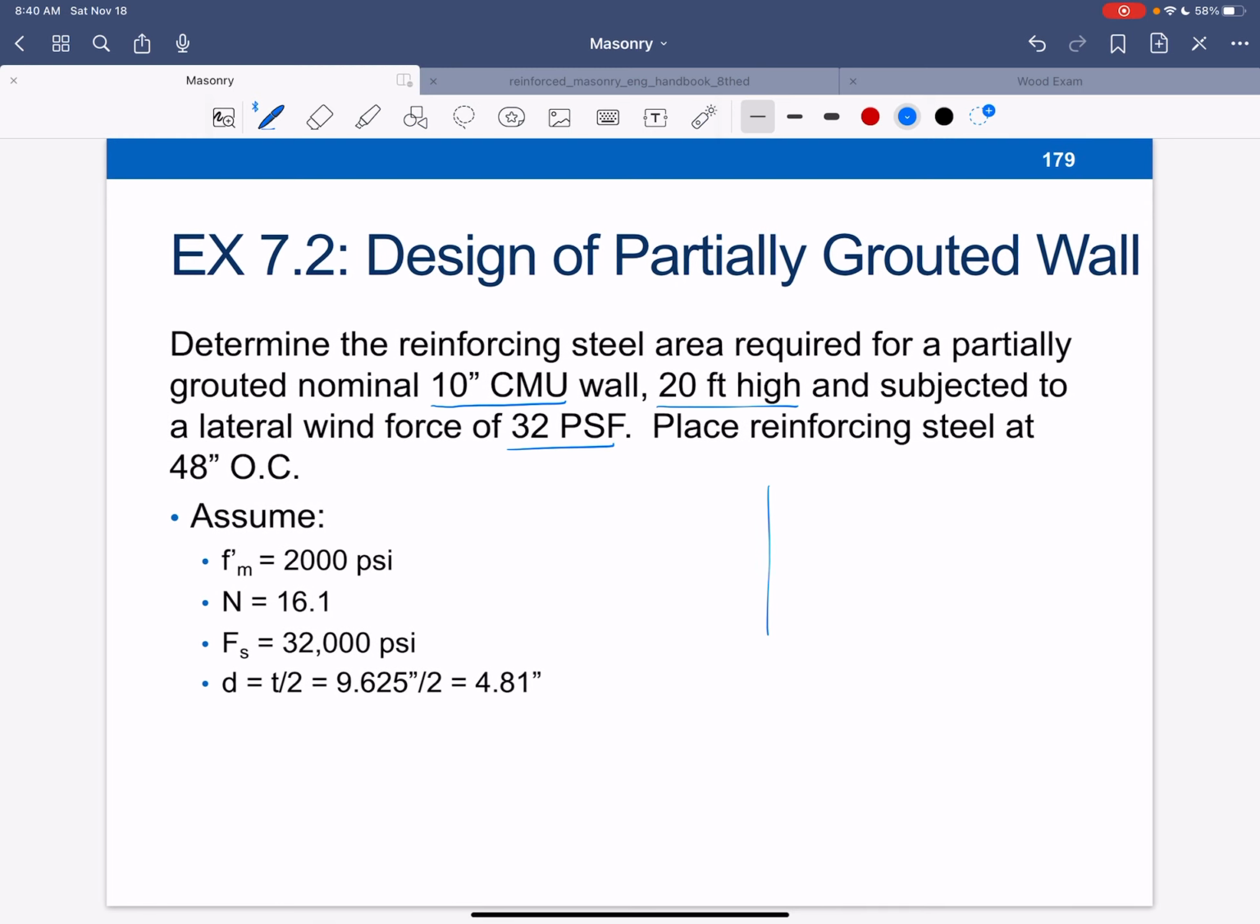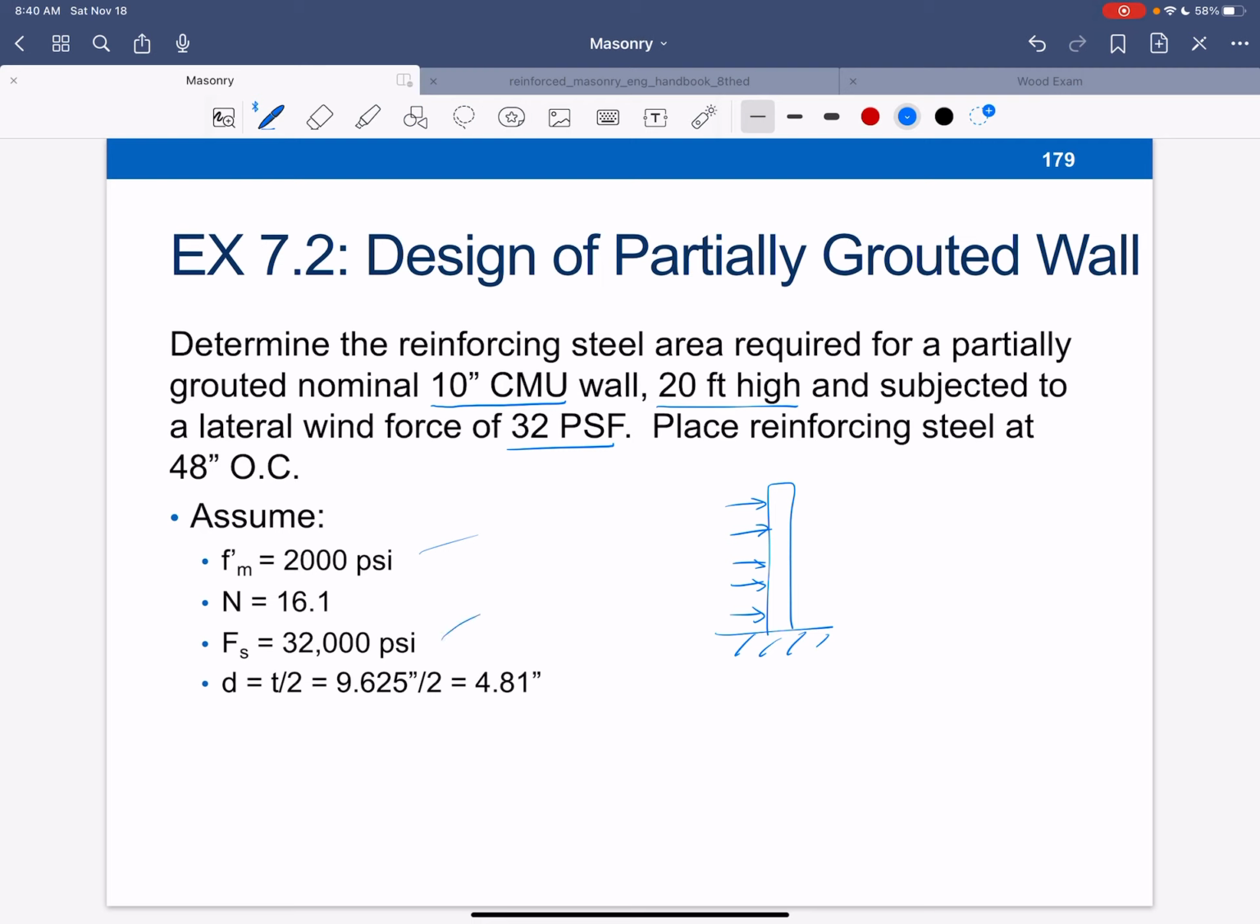So if I've got my wall here, I've got this wind force, and I'm just showing one dimension, it goes on into the page because it's pounds per square foot. We're going to assume a placement of the reinforcing steel at every 4 feet and 2000 psi masonry strength, yield strength of the steel.